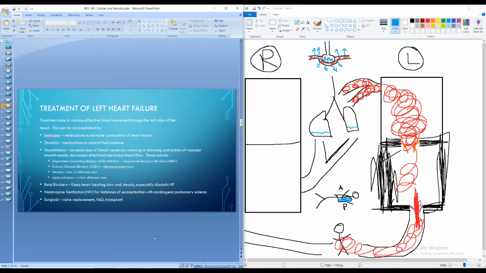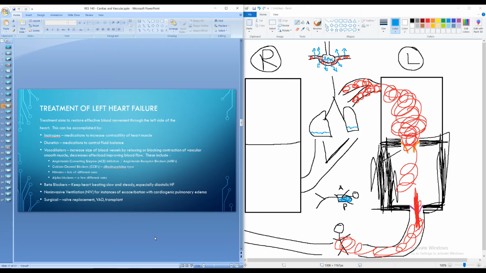So now, how should we treat left heart failure? We're going to get to apply some of the stuff we talked about with right heart failure, some of the treatments, to our left heart failure patients, but that's not going to be a 100% carryover. Some of these things will work for both types of heart failure. Other ones not so much, because as we're learning, it's a different side of the heart. It affects different things. So of course we're going to have different treatments.